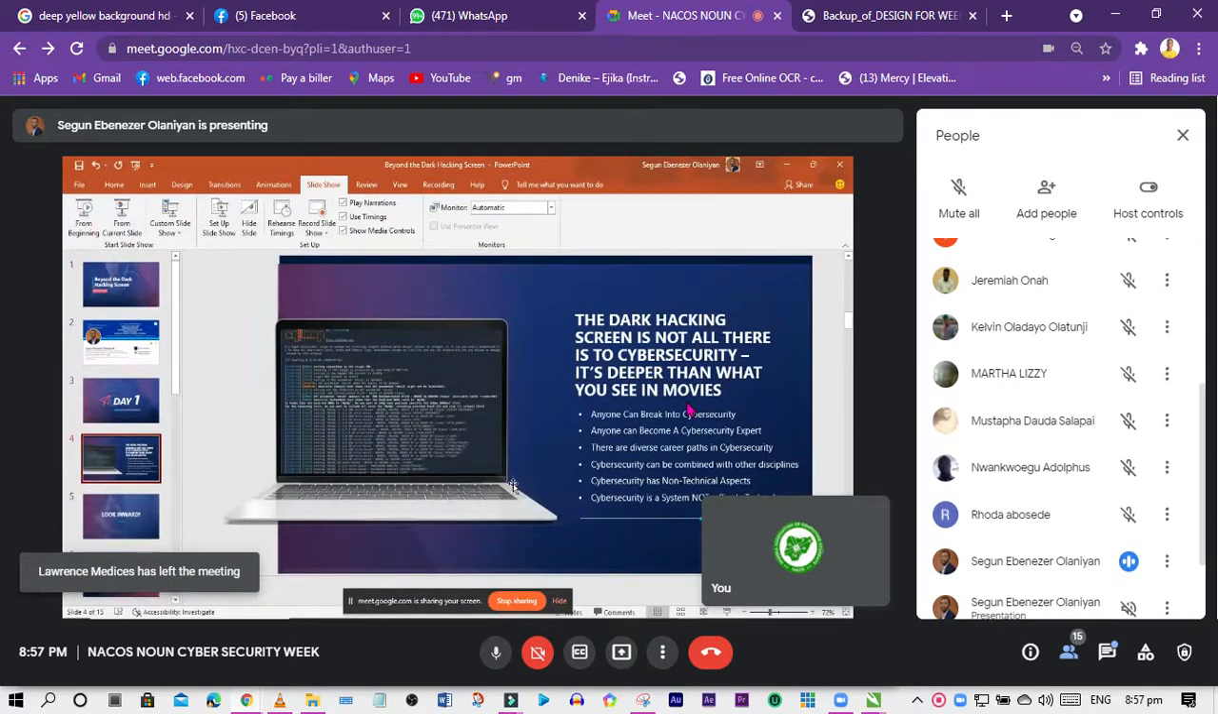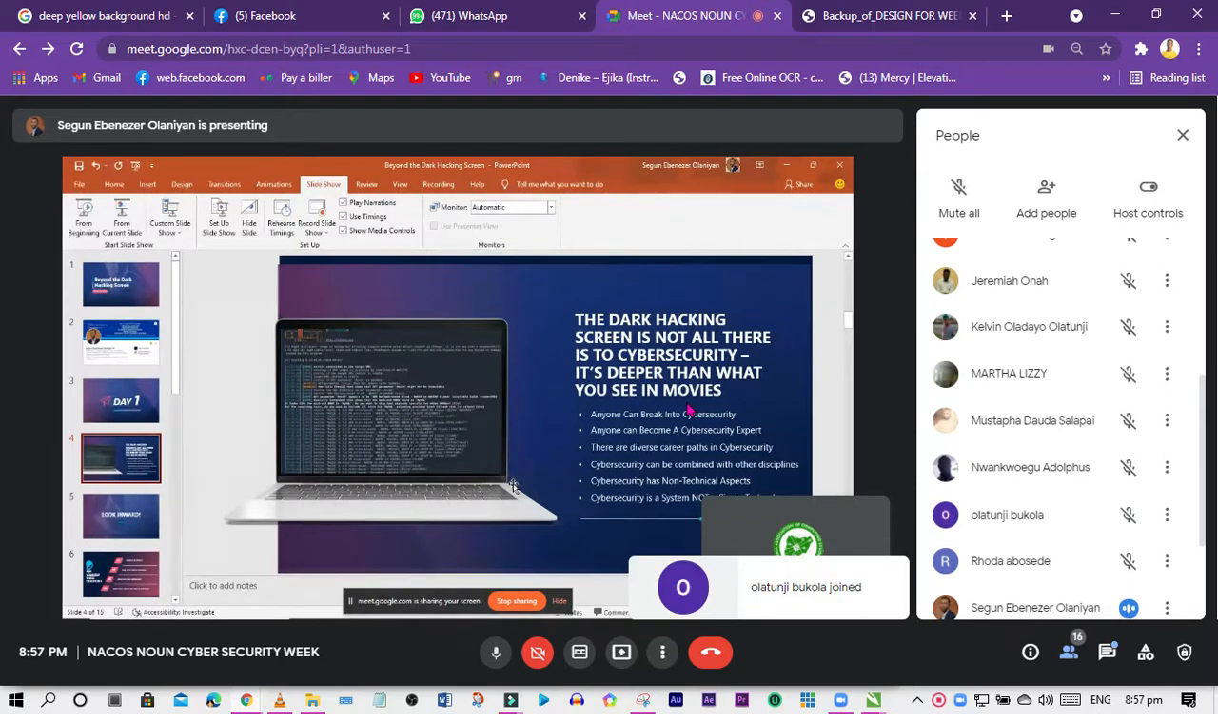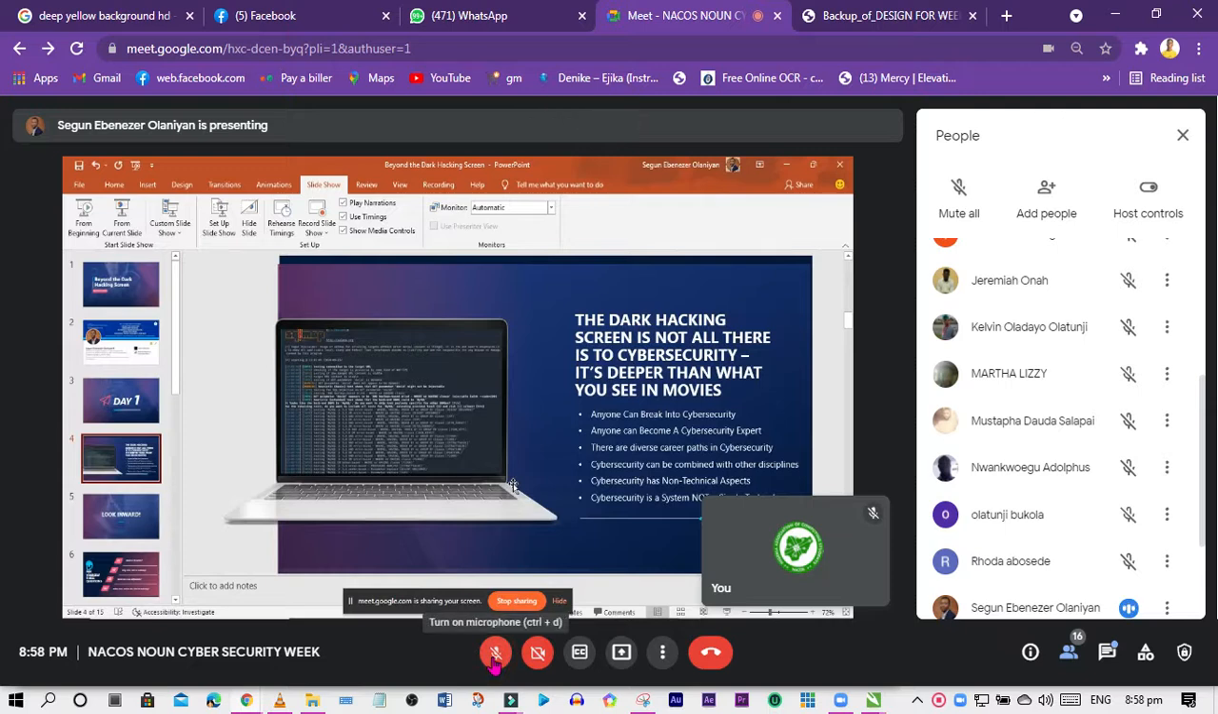I said the dark hacking screen is not all there is to cybersecurity. It's deeper than what you see in movies. Many times when you watch science fiction movies, maybe you've watched Mr. Robot. How many of us have watched Mr. Robot here? Mr. Robot is a hacking show. I know that some of the hacking scenes in Mr. Robot were real, but some others were not. There were visual effects everywhere, but at least Mr. Robot still portrays hacking in its real sense.